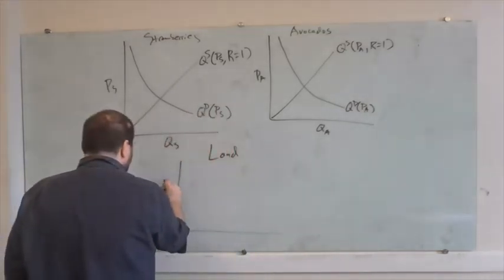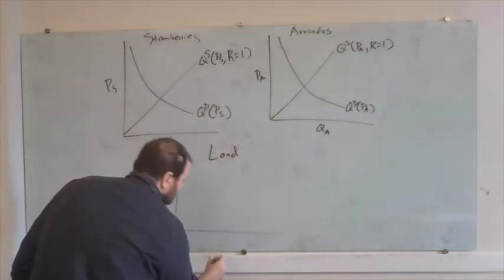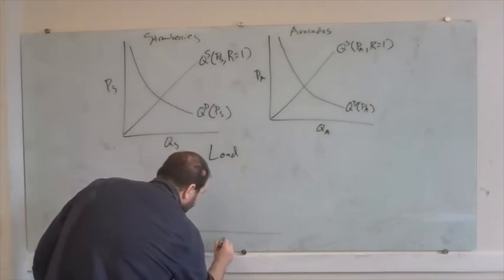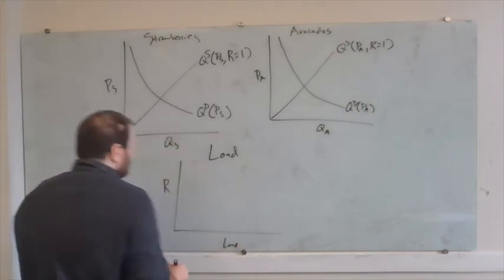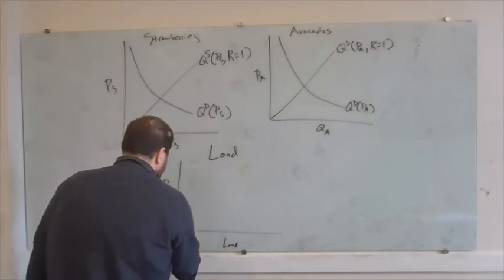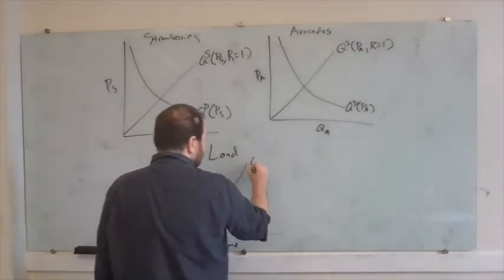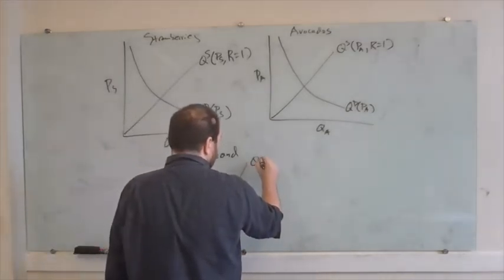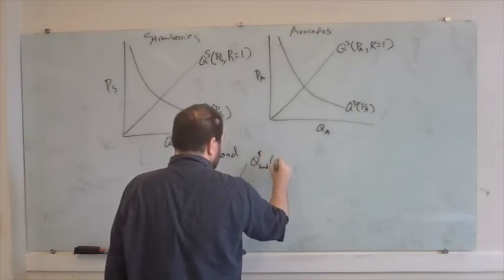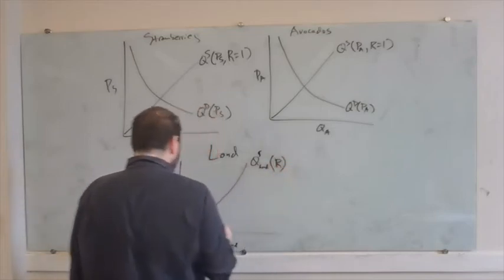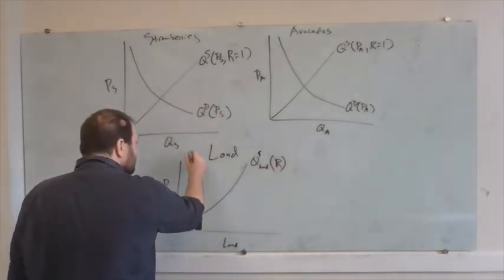Where we have some rental rate R, and some quantity of land. Say I've got a supply of land like this. It's going to be a function of the rental rate of land only. And then I've got demand for land.